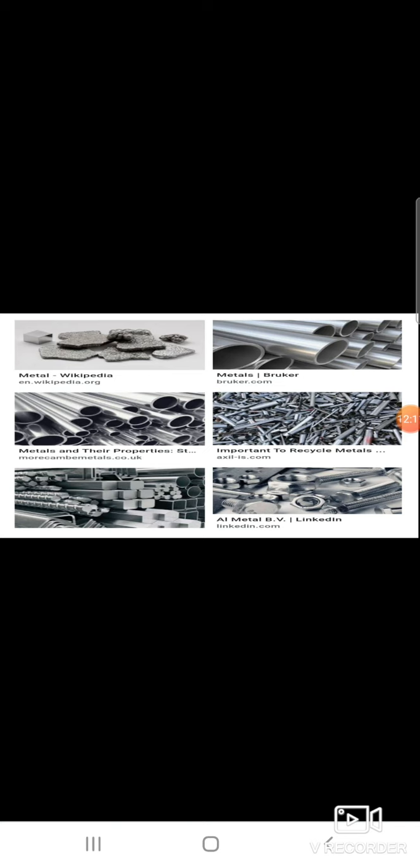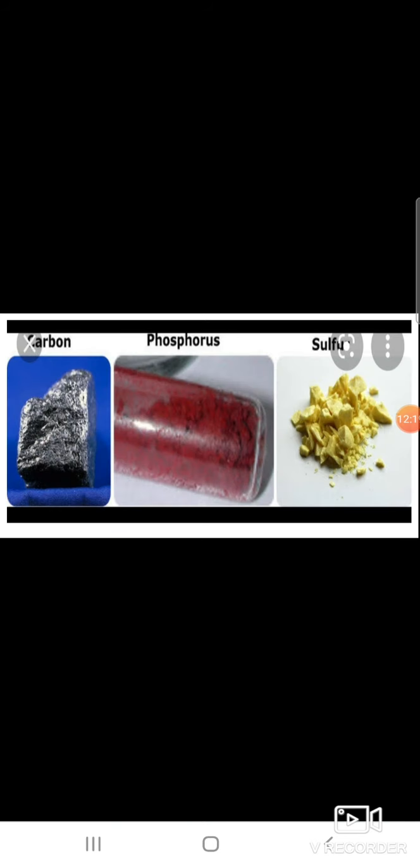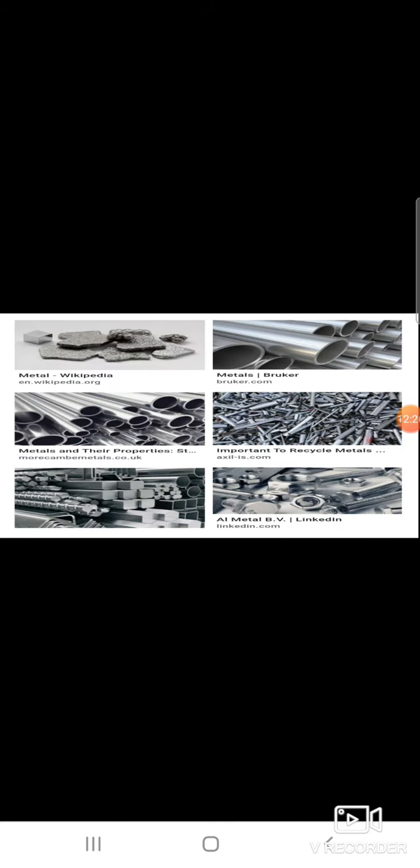Now the other classes we are going to study. First, metals. Copper, zinc, iron, and steel are examples of metals.